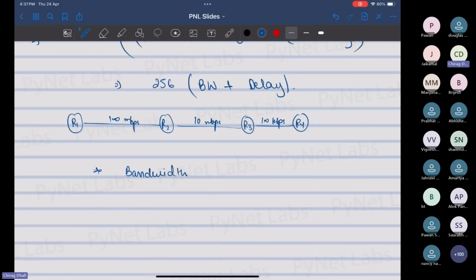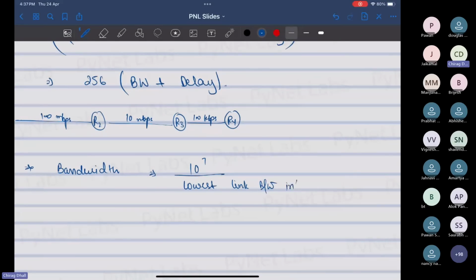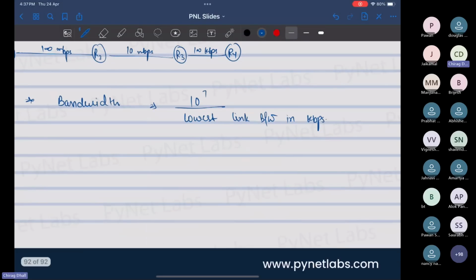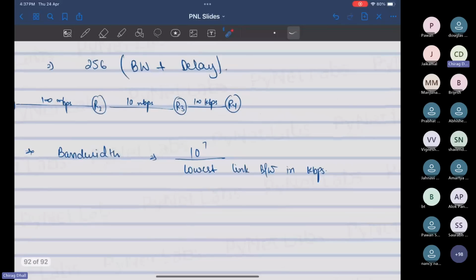So in the metric calculation, always remember the bandwidth that we consider will be 10 raised to the power 7 divided by lowest link bandwidth in kbps. So basically, in this example, it will be 100 kbps as that's the lowest link bandwidth. Make sense?